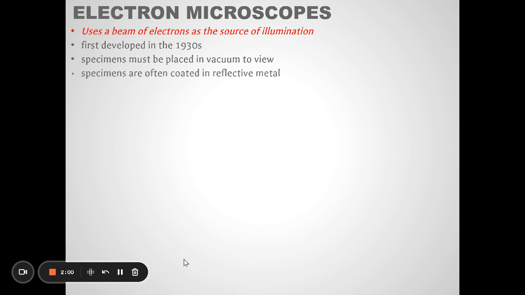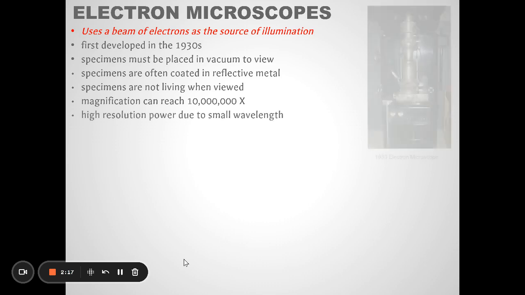Often the material you're looking at, you have to coat it in metal. So it's a little bit more difficult to view things. You can't really look at living things in this electron microscope. But they can give magnification up to 10 million times. So that's really much larger than our other microscopes.